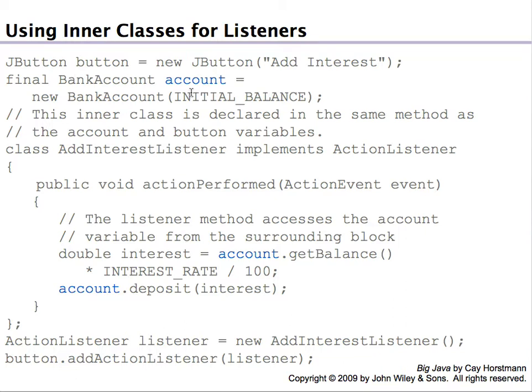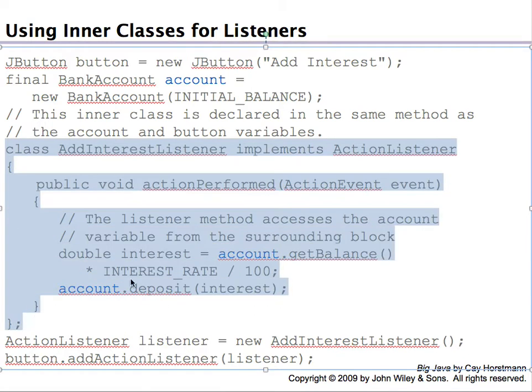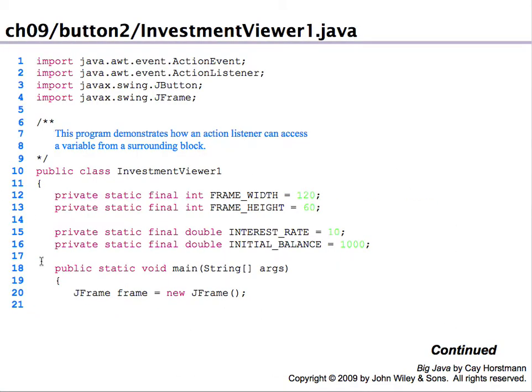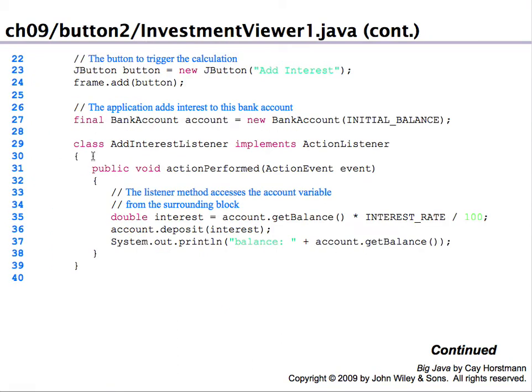So here is an example where you create the button, and then you have the class AddInterestListener, which implements ActionListener and provides the actionPerformed method, and this is defined as an inner class in the main method where that button is defined. So here is the full code for that example, and here is your inner class defined, and the method.